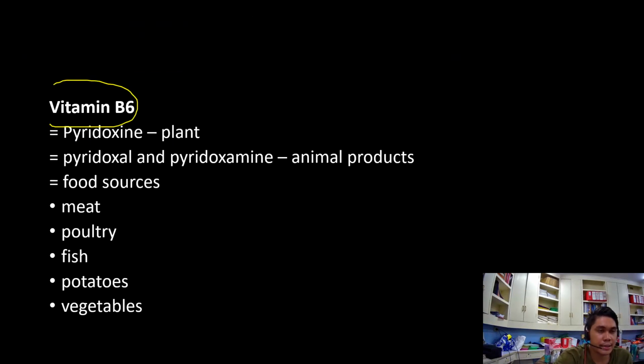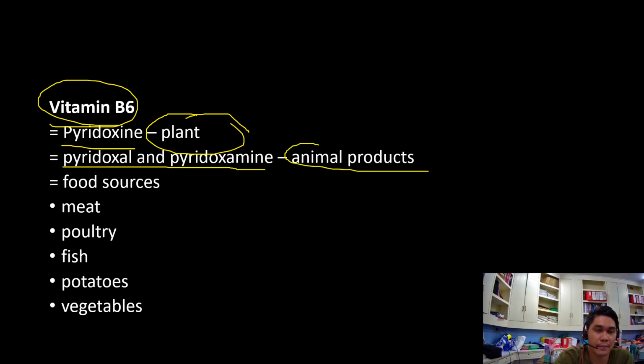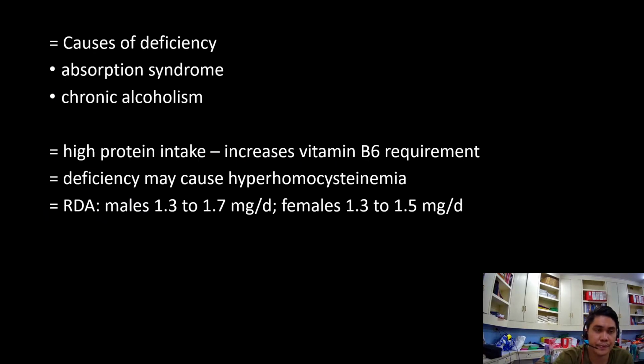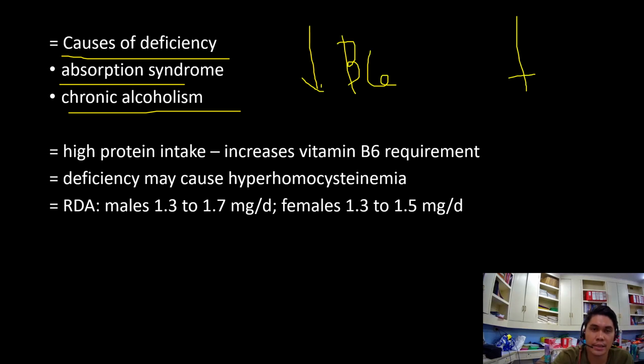Next is B6. So B6, we have pyridoxine from plants, pyridoxal and pyridoxamine from animal products. So food sources, you have artificial, which is your B complex supplement. Then natural, you have meat, poultry, fish, potatoes, and vegetables. And causes of vitamin B6 deficiency are malabsorption syndrome and chronic alcoholism. And remember, B6 is the activator of transaminases. So decrease B6, decrease activity of AST and ALT.